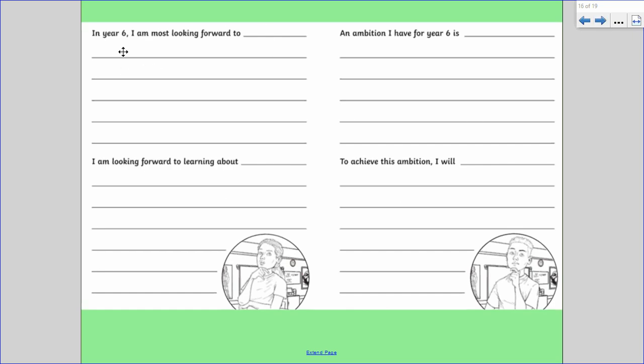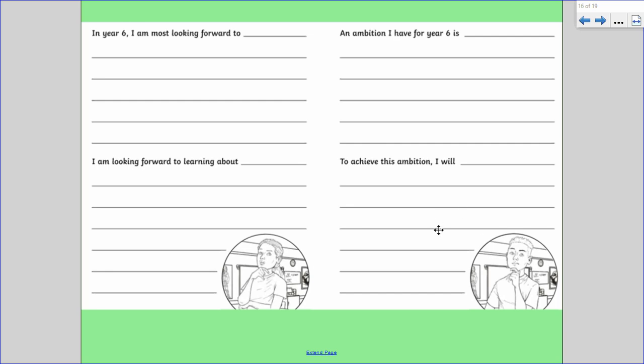So in Year 6, I am most looking forward to. In Year 7, I am most looking forward to. I am looking forward to learning about. An ambition I have for Year 6 is, an ambition I have for Year 7 is, to achieve this ambition, I will. Okay, so these are some really good sections to have in your booklet.